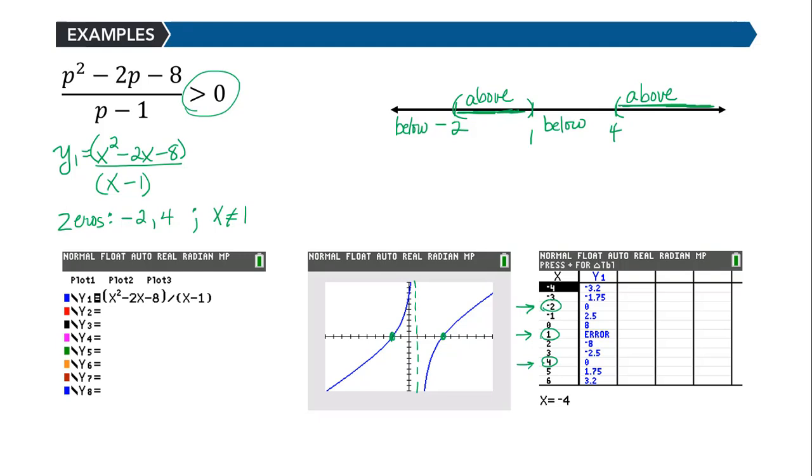So again, I can think about these as where my number line gets subdivided and think about what happens to the y values around those numbers. And so to the left of -2, the y values are negative, which don't satisfy the inequality. Between the -2 and 1, the y values are positive, which do satisfy the inequality. And then between the 1 and 4, the y values are negative, and greater than 4, the y values are positive.